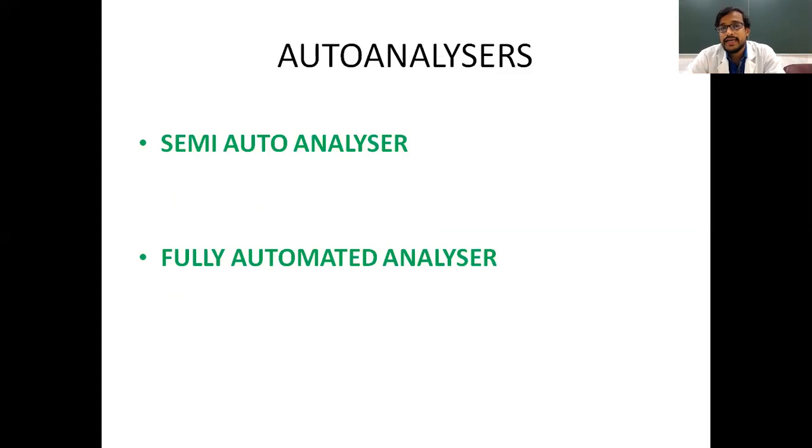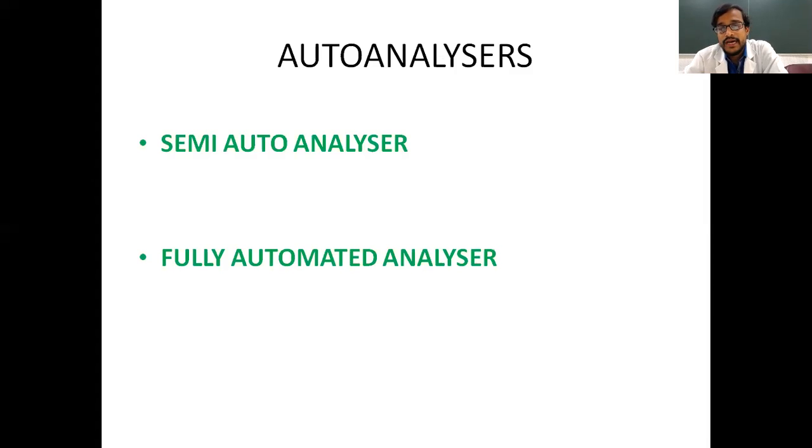These are the auto analyzers, of which there are semi-auto analyzers and fully auto analyzers. In both semi and fully auto analyzers, all the steps that we do manually in the colorimeter will be done, but some steps are done by the analyzer and some steps are done by us. That is the difference. But all the steps should be done to get the results.